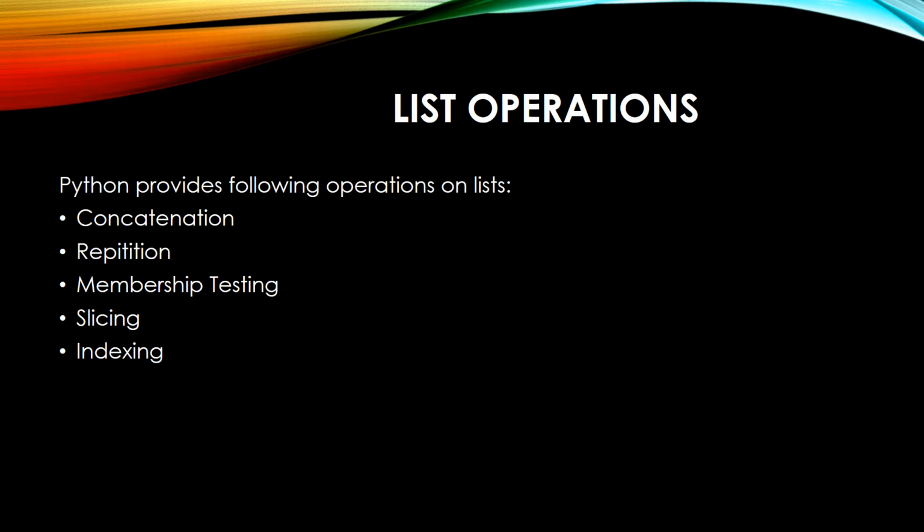Concatenation is to combine two lists. Repetition is to print the list a number of times. Membership testing, where you will check the presence or absence of element in the list. Slicing, where you want to print multiple items from the list. Indexing is used for checking the index of the element. So these are the various operations on list which I will be discussing on Python IDLE in my next slide.